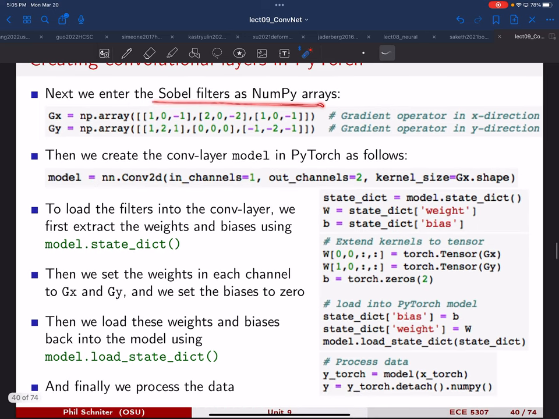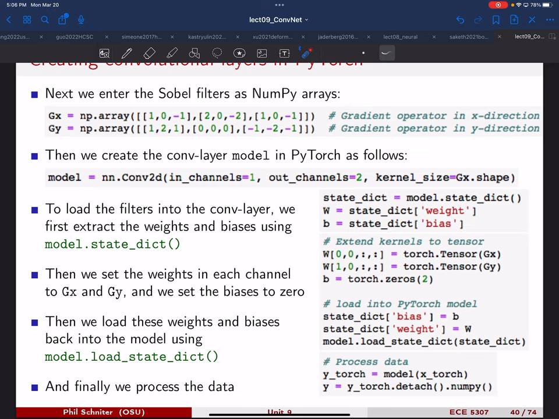Okay, so creating convolutional layers. We know how to create them in NumPy. The way that we work with PyTorch is we could start by building a 2D convolution. This is the neural network library in PyTorch. When we instantiate this, we have to tell it how many input channels, how many output channels, and what the kernel size is. We're going to do both of these simultaneously in one layer. The number of input channels, since it's a grayscale image, will be 1, but we're going to have 2 output channels because we're going to get the 2 different gradient operators. The kernel size is just going to be 3 by 3. We can do that with gx.shape.